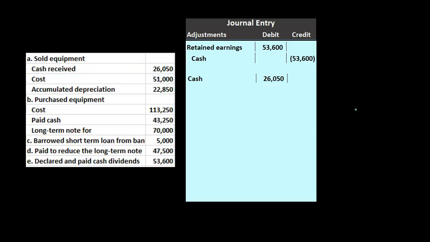Now we're going to do our next adjustment, and we're going to say that we're going to have the sold equipment. We sold the equipment, and it says we received $26,050.